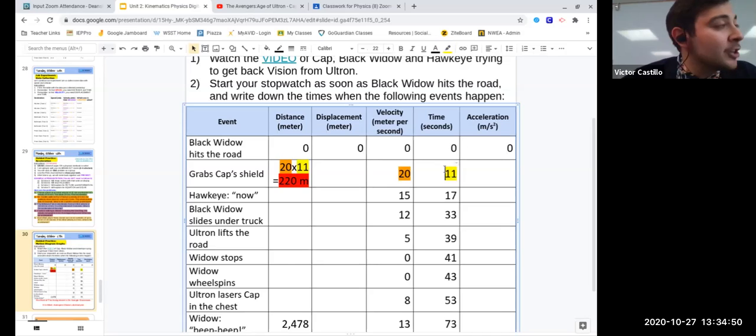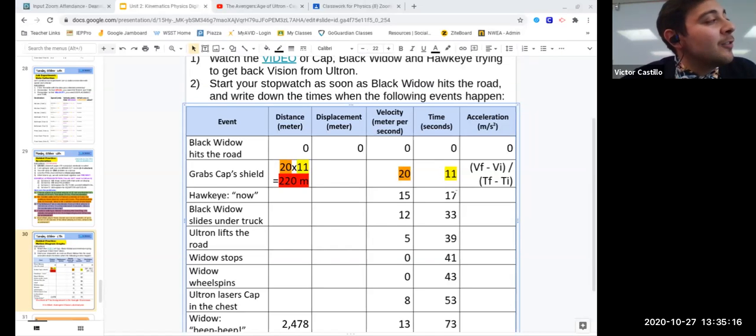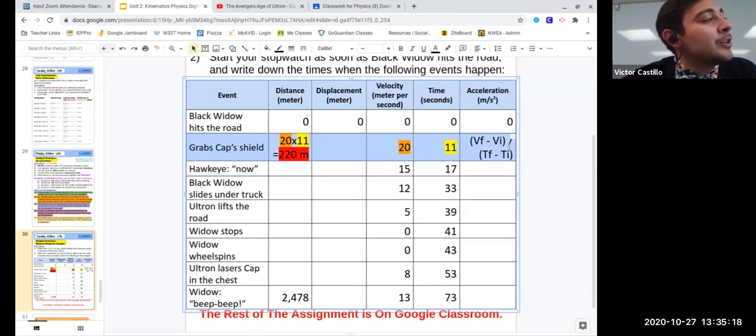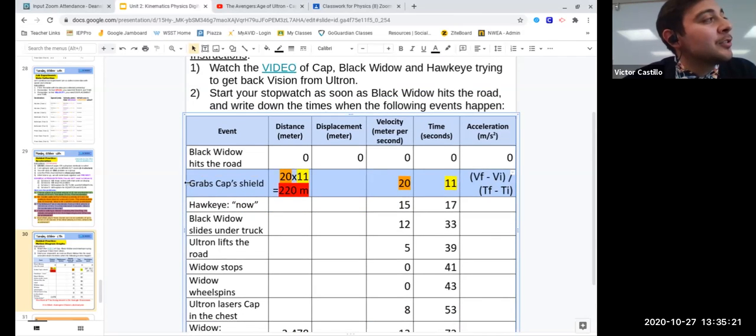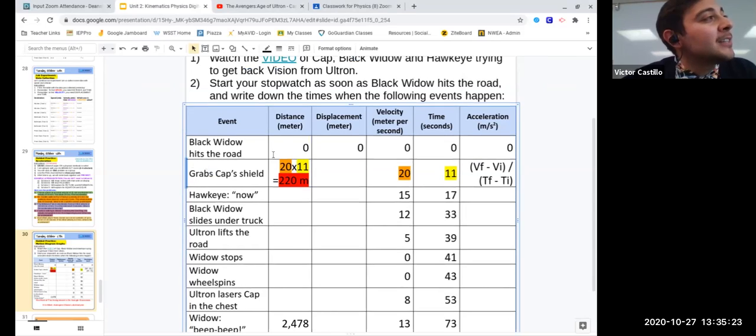Okay. Now let's look at the next one. Let's look at acceleration. I know acceleration is my final velocity minus my initial velocity, divided by my final time minus my initial time. Okay? So very quickly, if I'm focusing on this part right here, when she grabs Captain America's shield, what was her final velocity when she grabbed Captain America's shield?